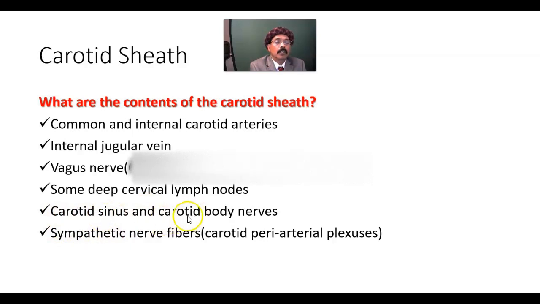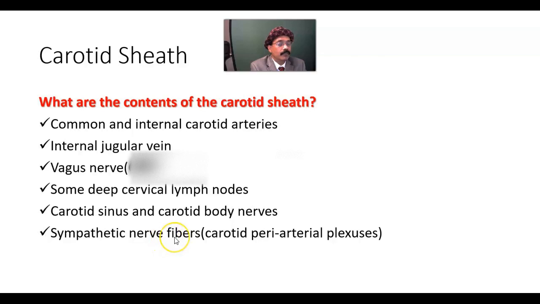Carotid sinus is for baroreceptor function. Carotid body is for chemoreceptor function. The carotid sinus senses the blood pressure. It receives innervation from the glossopharyngeal nerve. The carotid body receives innervation from the glossopharyngeal nerve and vagus nerve. The carotid body maintains blood pH level and senses the carbon dioxide level in the body. These nerves communicate the information to the brainstem to maintain blood pressure and blood pH.